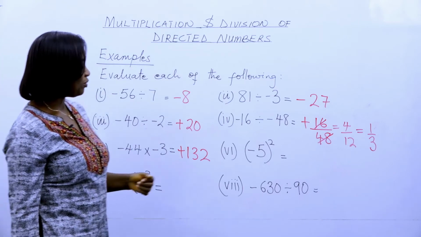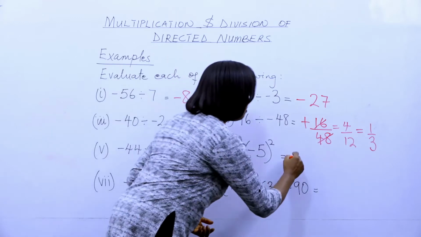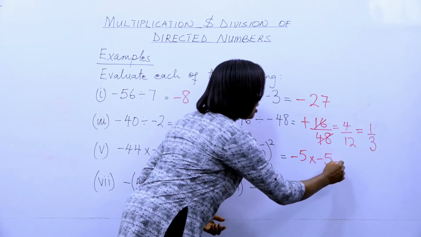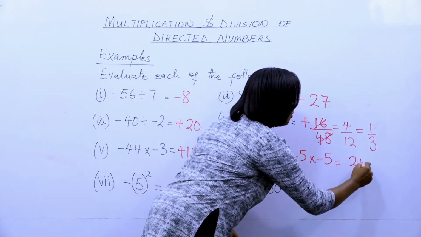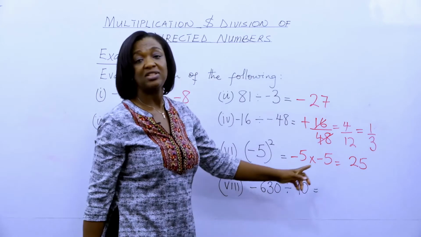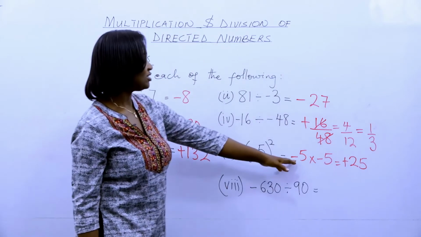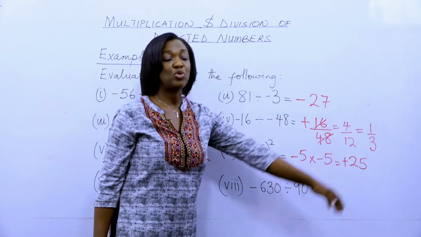For the next example, we have minus 5 squared. That means minus 5 times minus 5. And 5 times 5 is 25. And minus times minus is plus. So minus 5 times minus 5 is plus 25.